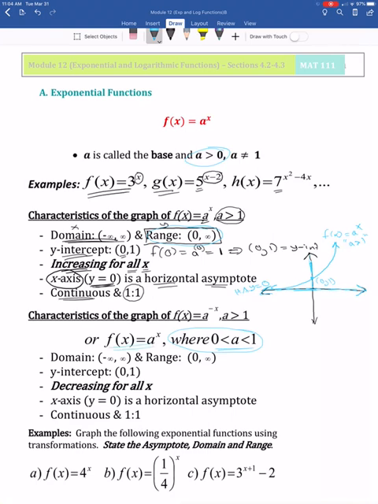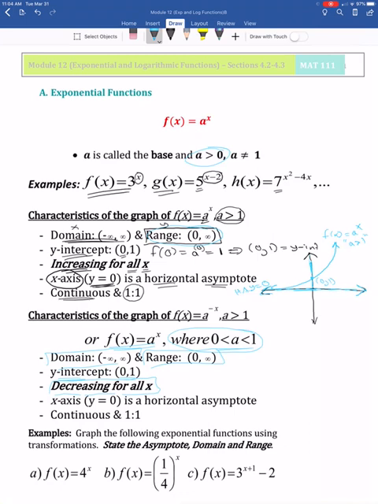So it says a to the x where a is greater than 0 and less than 1. And it says the domain is all real numbers x, and the range is all positive values of y, same as we had with a to the x where a is greater than 1. And of course, y-intercept is 0, 1. If we plug in 0 for x, we get an output of 1. Here's where we're different. Instead of increasing for all x, it decreases for all x values.